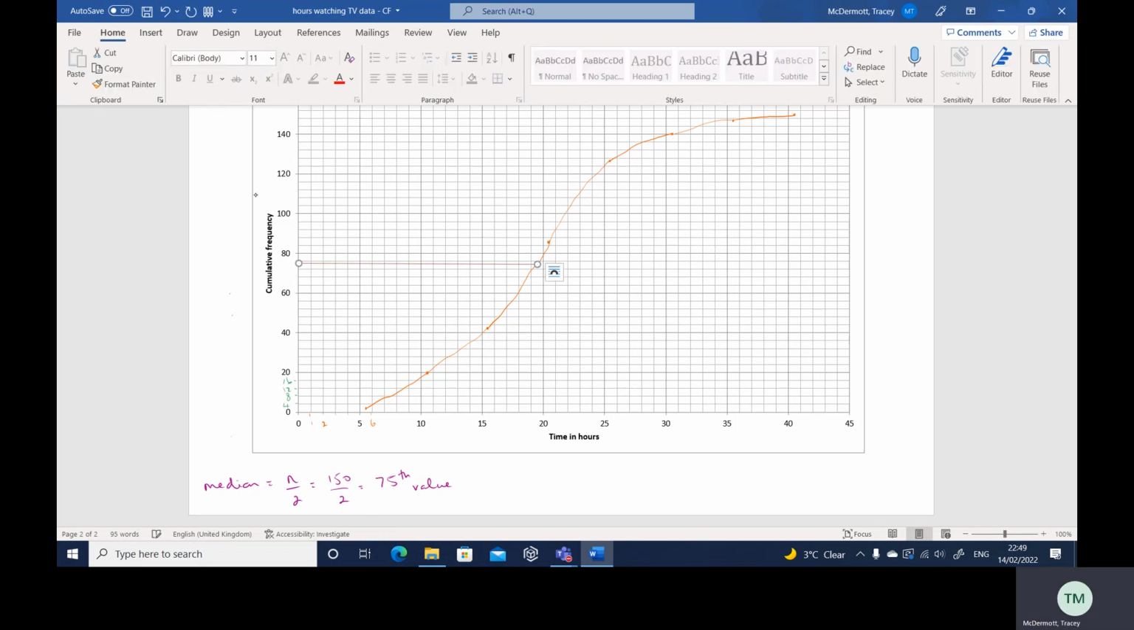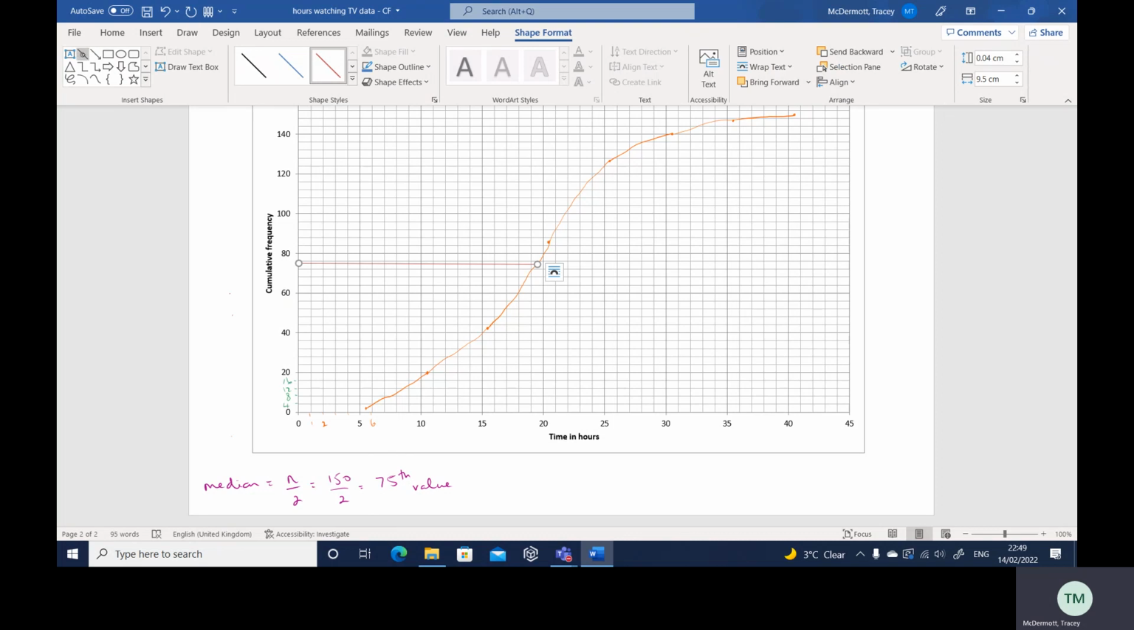So that's my line sitting there as close to 75 as I can get it. I'll just make it red so it stands out a wee bit better. I've gone across from 75 until I meet my curve. As soon as I meet my curve, I've stopped, and now I want to drop a line straight down from there.